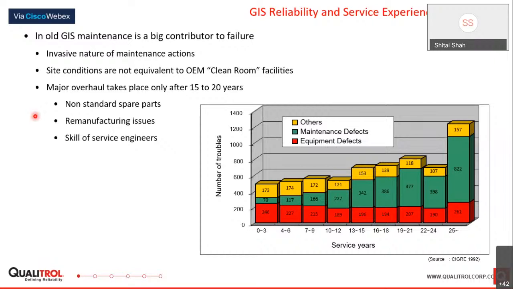Yeah. So site conditions are not equivalent to OEM clean room facilities. That is one of the things. Major overhaul takes place only once after 15 to 20 years. Okay. And if the major overhaul is taking place only after 15 to 20 years of your initial installation and commissioning, there might be a chance that you're not getting standard spare parts, you are getting some non-standard spare parts. Remanufacturing issues can be there with the spares required, and so these are the factors which are creating this maintenance related defect going up over a period of time.